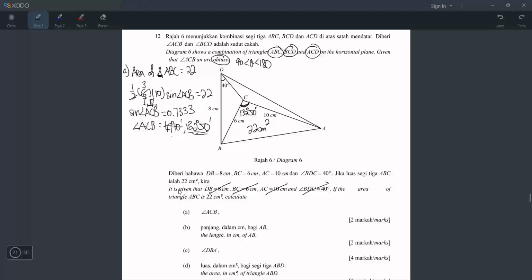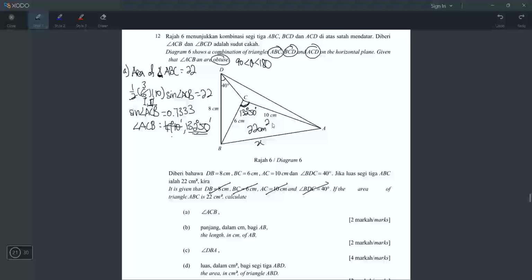Now let's do B. B, they want you to find the length of AB. Where is AB? Okay, this one. So I want to find this. All right. So I want to find the AB. So let's panggil this one X lah. So how can we find this? Okay, let's see. Do I have a complete pair in this triangle? Don't have. So how to find the panjang here?